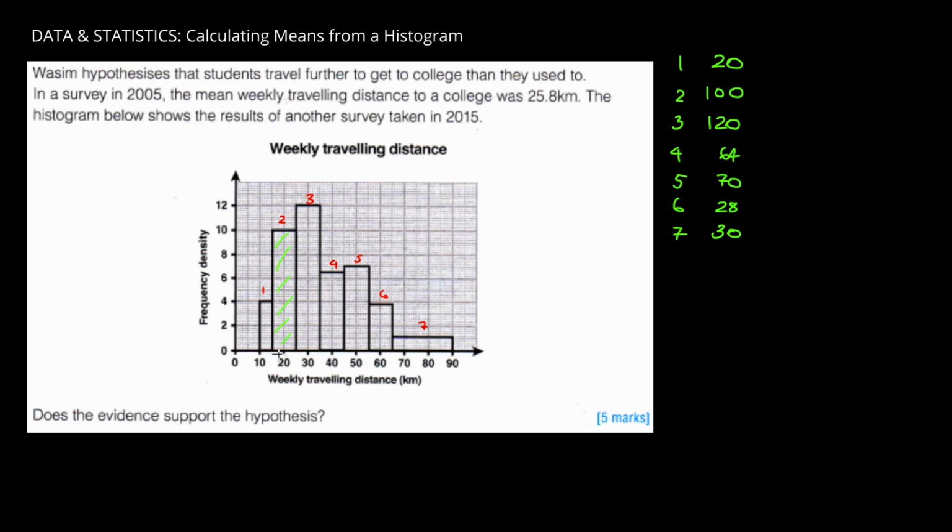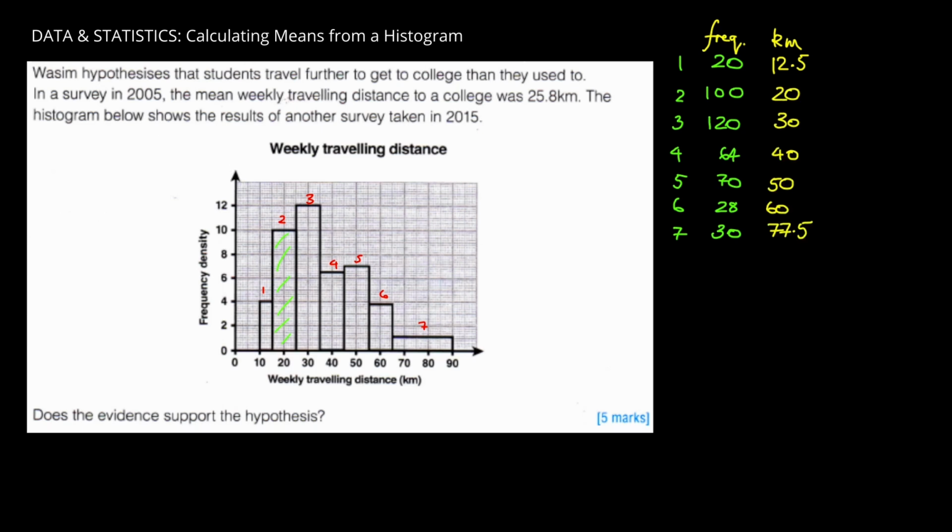So what I'm now going to do is, for each of the columns, find the midpoint of these columns. So I'm going to create a new column. This column, we've got frequency, in other words, number of people. And this is going to be the midpoint in kilometres of how far that particular group travelled to get to college. So this is in kilometres. Okay, for number 1, we're halfway between 10 and 15, which is 12.5. For group 2, we're halfway between 15 and 25, which is 20. And here are the rest.